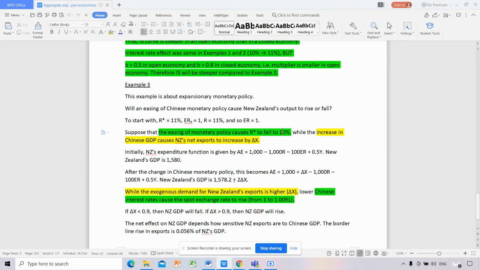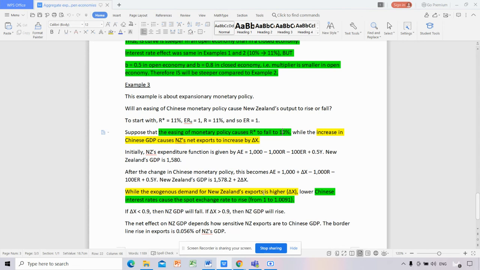It means that there will be two effects. There will be a higher demand for New Zealand exports. Why so? Because of the decrease in the interest rate, and there will be depreciation of the Chinese currency, and there will be higher demand for New Zealand exports.